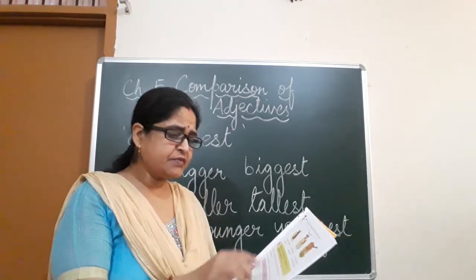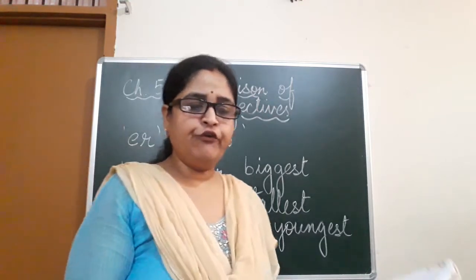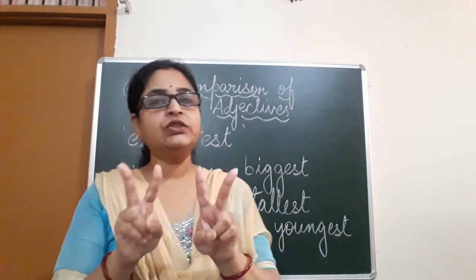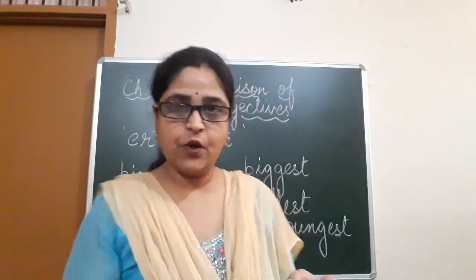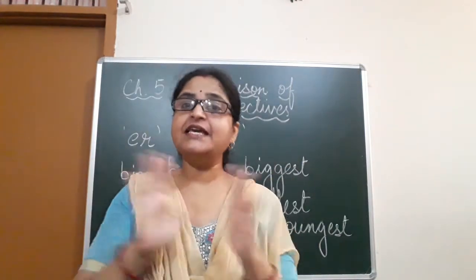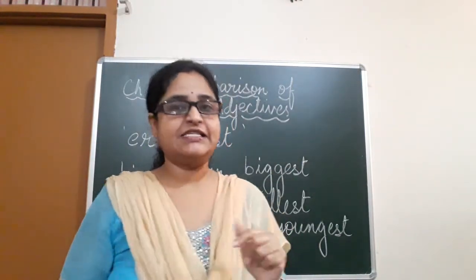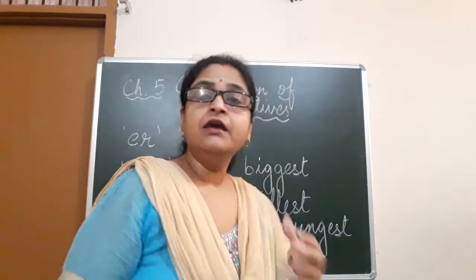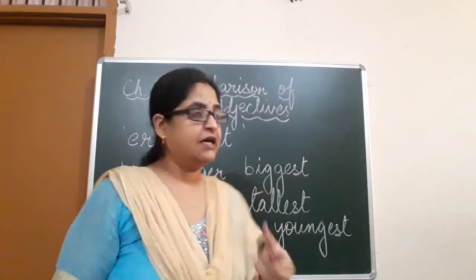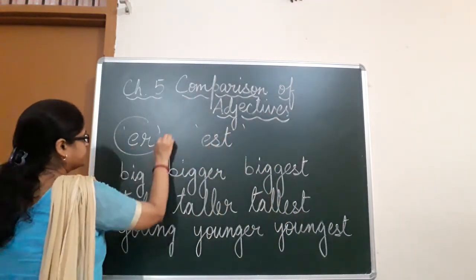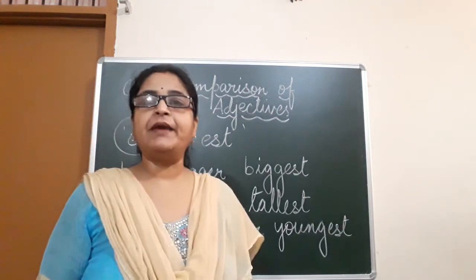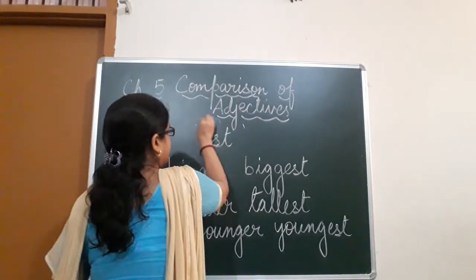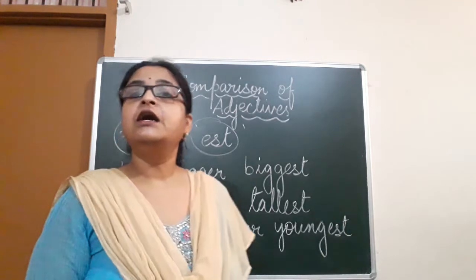When we use ER, we compare two people or two things together, as I explained earlier. But when we compare many things together, we add EST. When we compare two things or two people together, we add ER. And when we compare many things or many people together, then we add EST to the adjective.